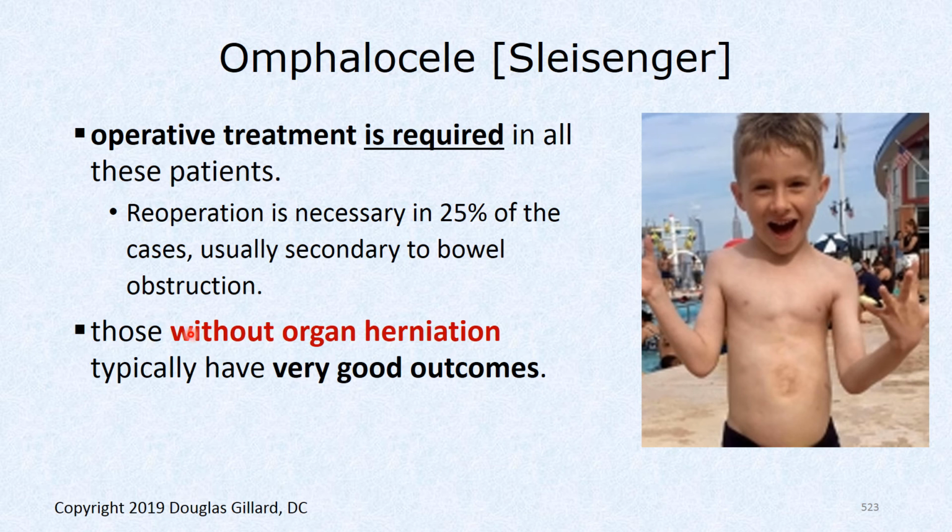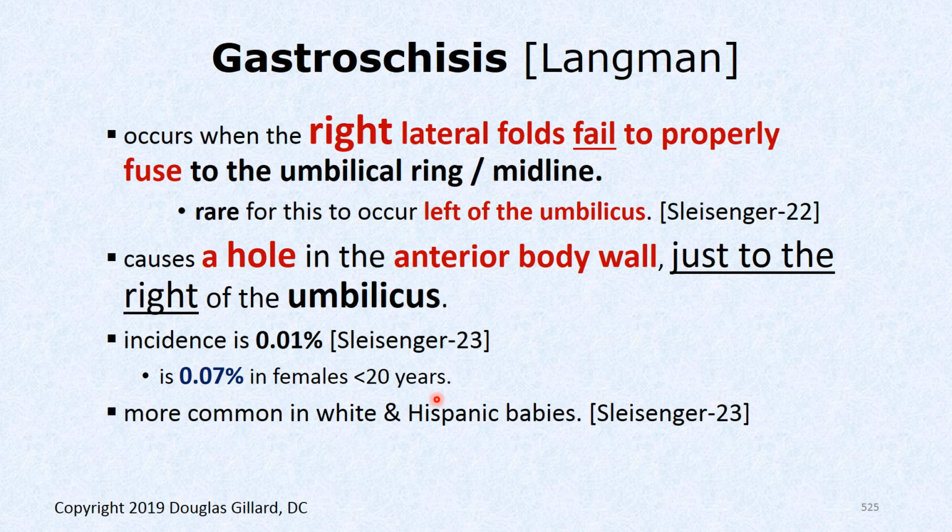The ones that don't have any organs, like the liver, coming out usually do pretty good and you can push the intestines back in. Because the intestines are still within the amnion and peritoneum, they typically do pretty good. The gastroschisis doesn't have peritoneum or amnion. The intestines are outside of that. Those kids don't do as good. The intestines get damaged from the amniotic fluid, as we'll see here in a minute. Actually, let's see it right now.